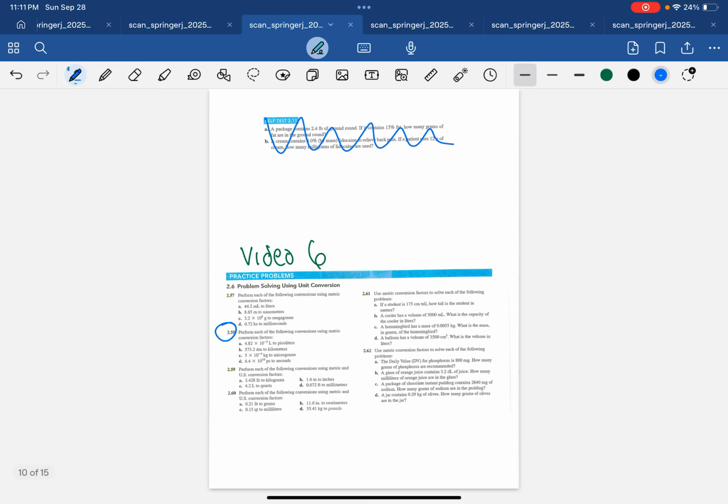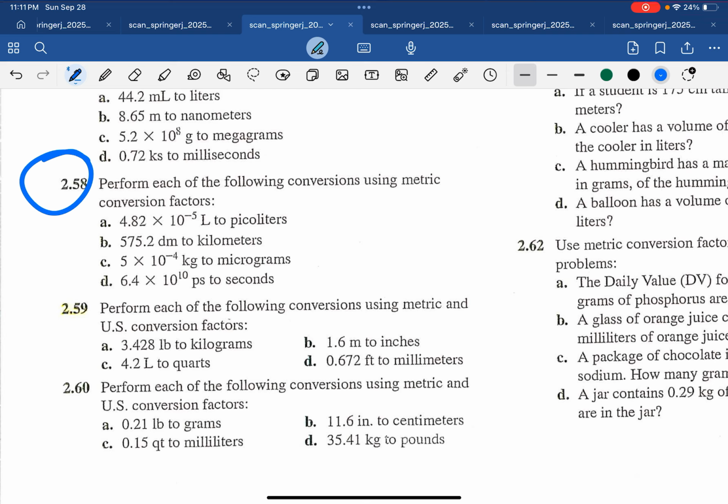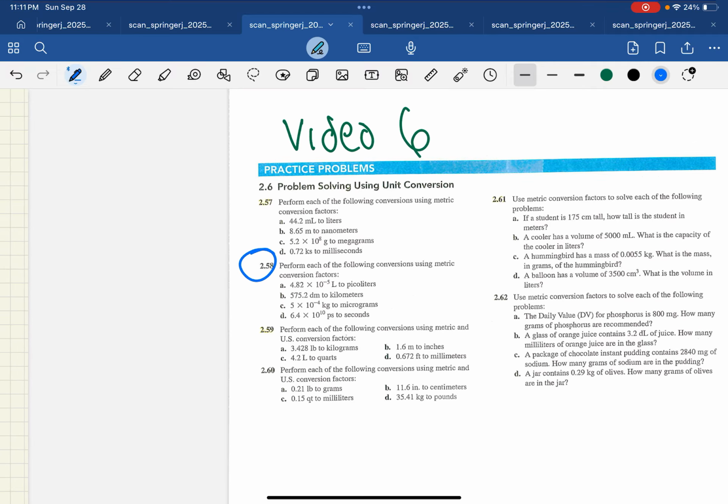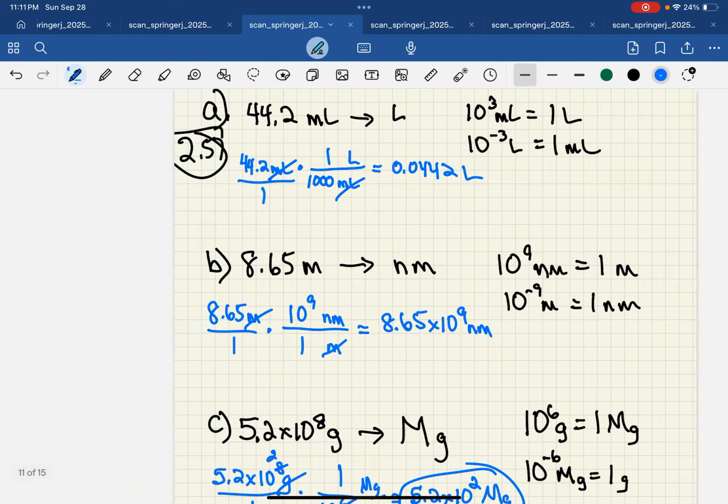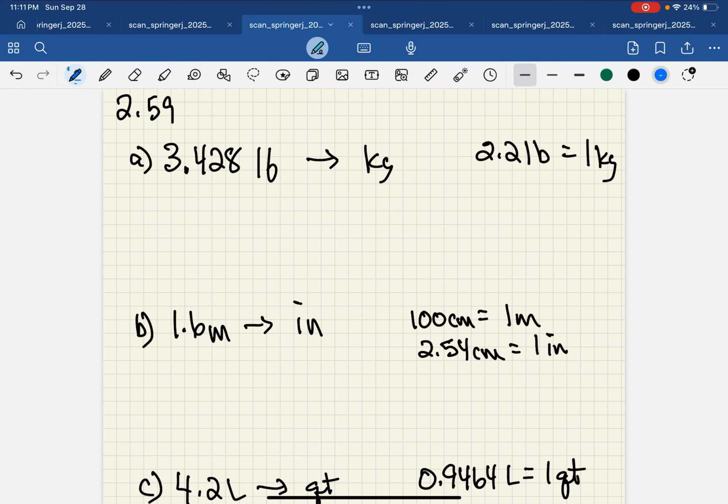Next we will do 2.59. Now we've got some English units in there. I guess they're English or standard, whatever. You want to call it US units, maybe? I don't know. Those are still on that other page.